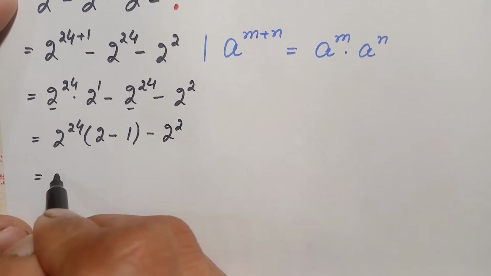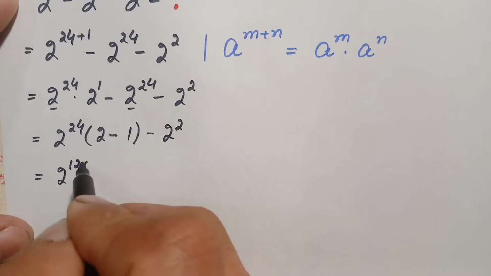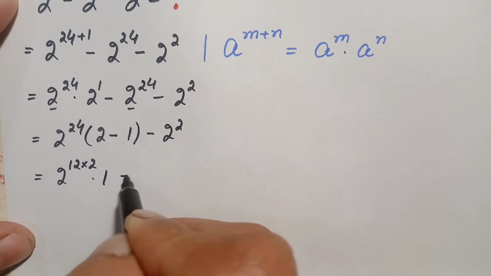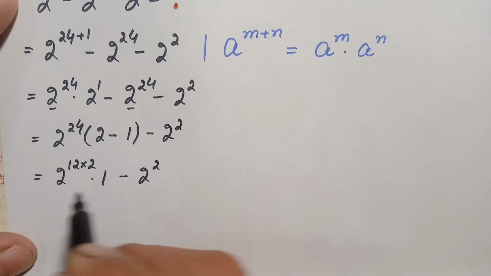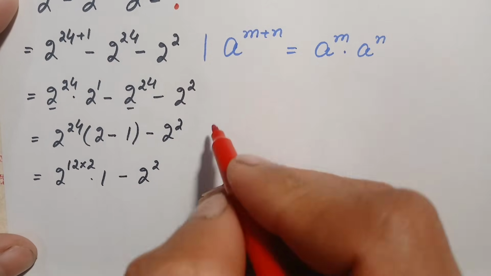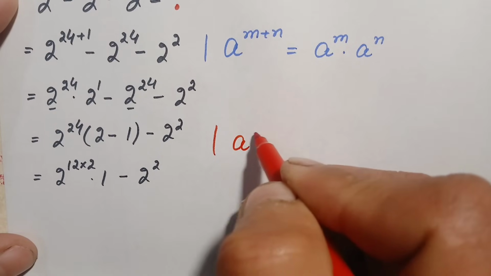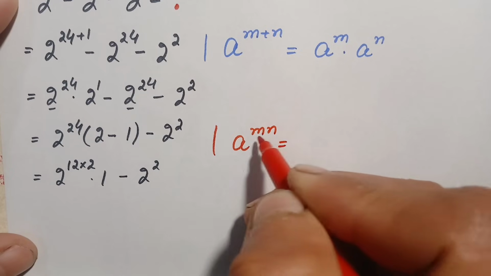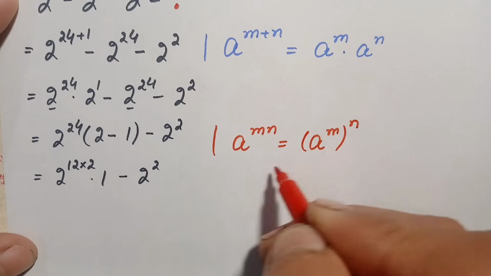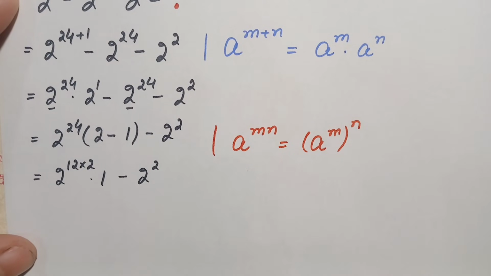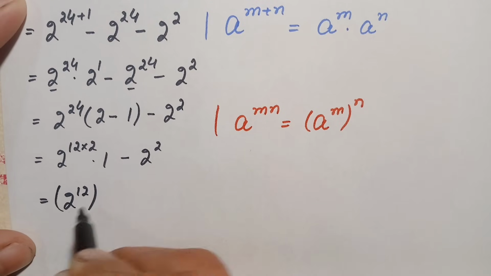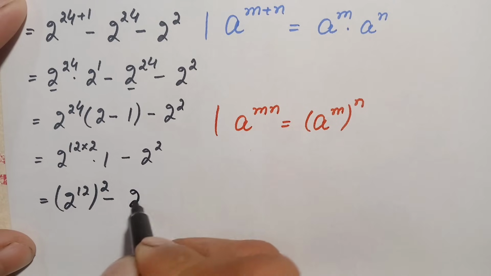Now next, this is 2 raised to power 24, but we can write this 24 as 12 times 2, which is 24. And this is 2 minus 1, which is simply 1, minus 2 raised to power 2 or 2 square. Now in this number we will use another exponential identity. We can write a raised to power m times n, where the powers are multiplied, as a raised to power m whole raised to power n. So using this identity, this number will become 2 raised to power 12 whole square minus 2 square.